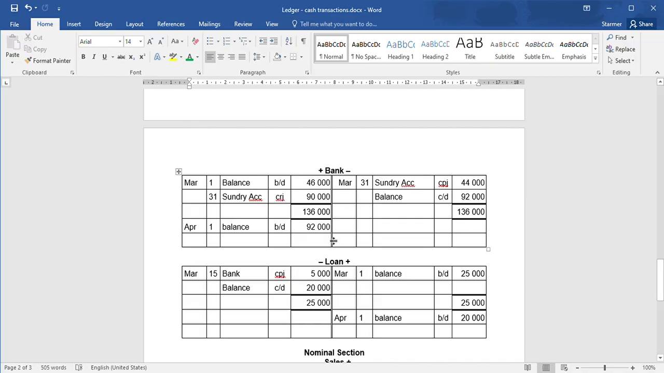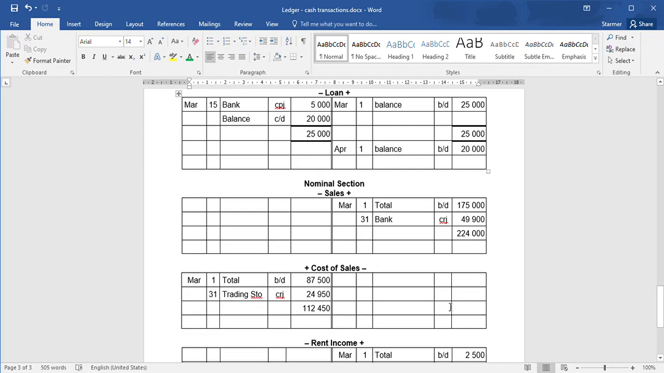When we come to loan, the plus and minus sides swap over. We still follow the same method though. We add up the plus side. We take the total across. We then take 25,000 minus your 5,000. That gives you 20,000. That is your balance brought down. If you think about it, that's the amount that you still owe for the loan. Once again, no words ever next to totals.